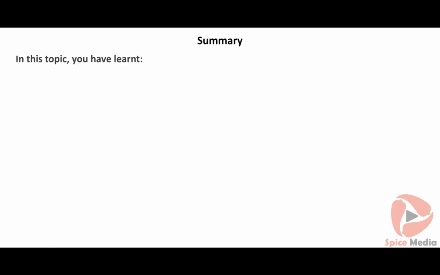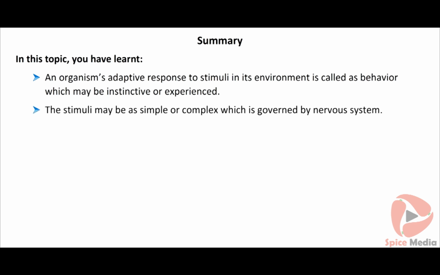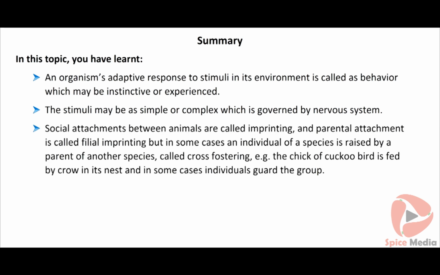In this topic, you have learnt an organism's adaptive response to stimuli in its environment is called behavior, which may be instinctive or experienced. The stimuli may be simple or complex, and are governed by the nervous system. Social attachments between animals are called imprinting, and parental attachment is called filial imprinting, but in some cases an individual of a species is raised by a parent of another species, called cross-fostering. Example, the chick of a cuckoo bird is fed by a crow in its nest.